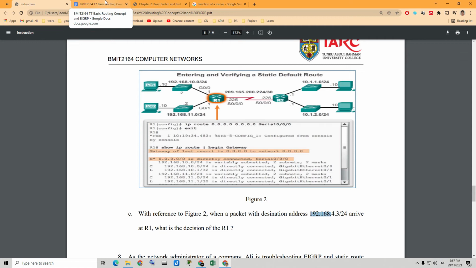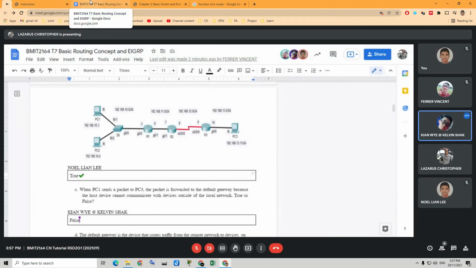Yeah, the question says the packet will be sent to the gateway. Is that true or false? If PC1 wants to talk to PC3, it may also go to PC2, I think. But PC1 is sending to PC3? Yeah, but it's sending this. I think the reasoning is not right. So why is it false? If PC1 wants to send to PC3, PC2 is not involved.